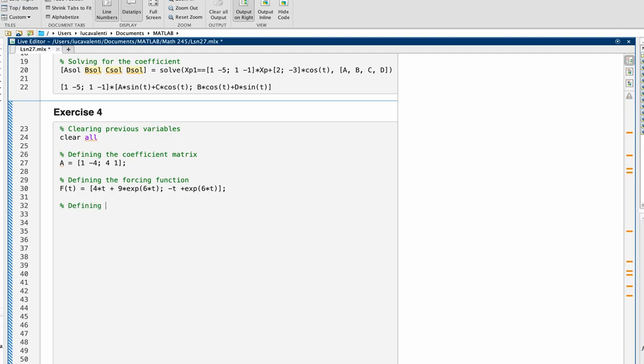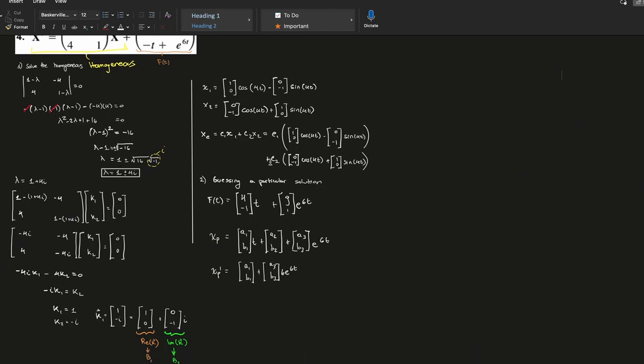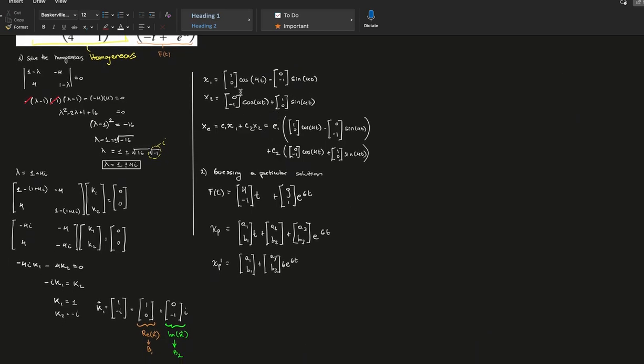Now I'm going to define my complementary solution. So xc of t, that is going to be, we said, now I realize I made a mistake again. And this is a mistake that I make a lot, apparently. This is not the end of the theorem. You need to also multiply each of these terms by e to the alpha t, where alpha is the real part of your eigenvalues. So this needs to be multiplied. It's good that I caught it.